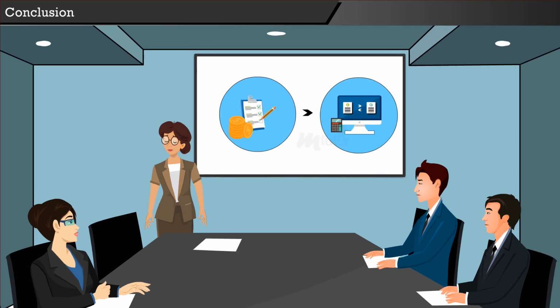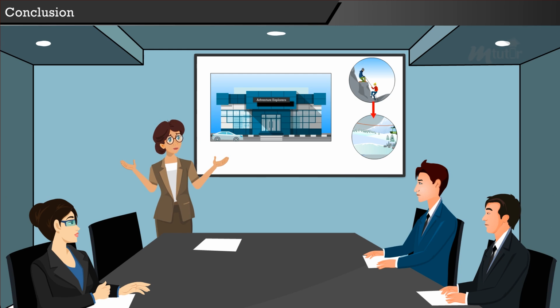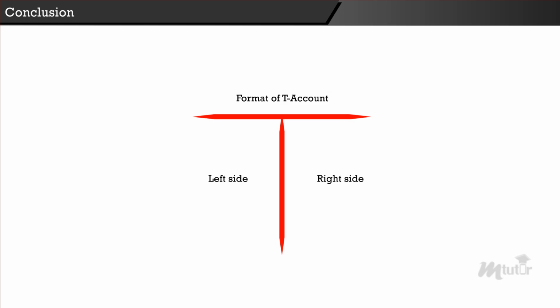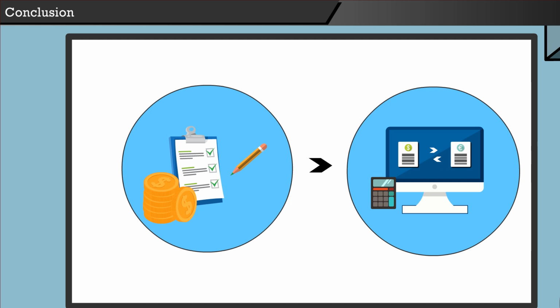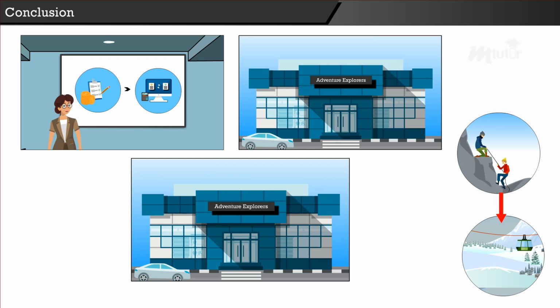Conclusion. To conclude, the transition from a single-entry system to a double-entry accounting method presents a significant challenge for Adventure Explorers due to the complexity and diversity of their financial transactions. Understanding the principles of debit and credit, coupled with implementing T-account representations, is crucial for successfully adopting the double-entry system. This transformation is vital for Adventure Explorers to gain comprehensive financial insights, facilitating informed decision-making and ensuring the seamless expansion of their adventurous travel operations across the globe.